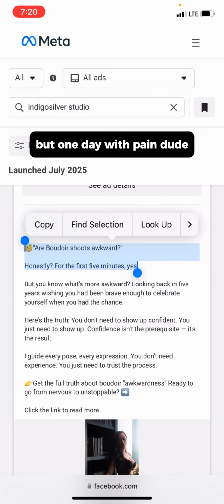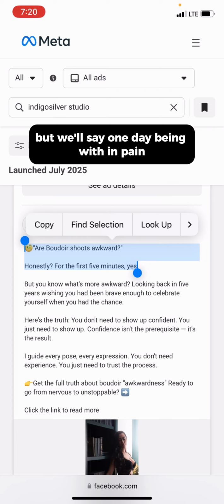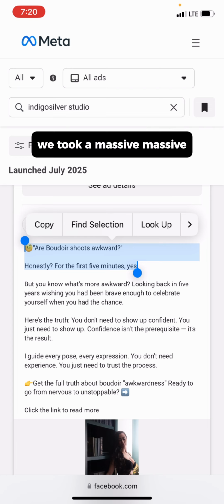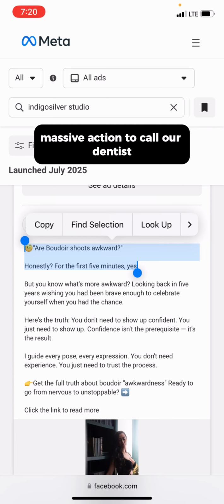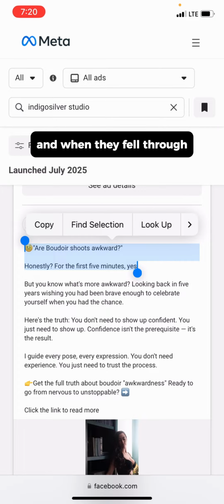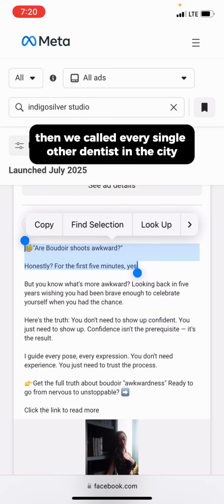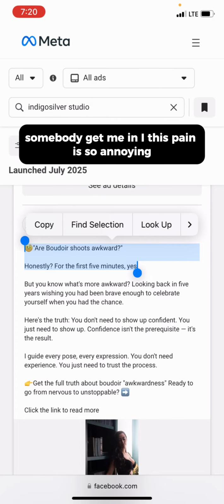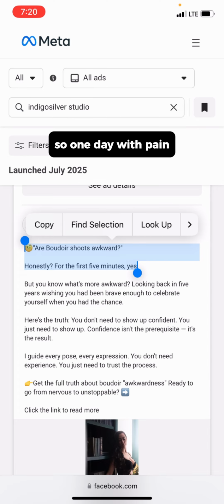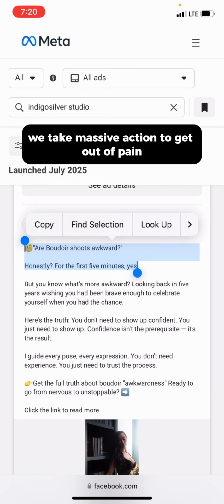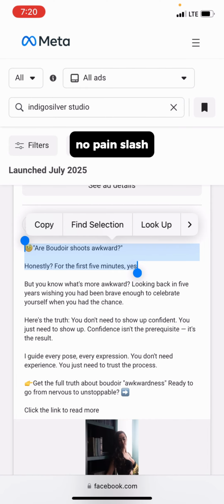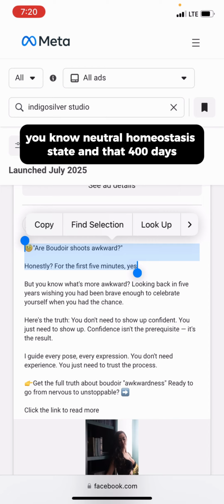But one day with pain, dude, literally one day, it was even more like half a day, but we'll say one day being in pain, we took a massive action to call our dentist, try to get them on the calendar, and when they fell through, dude, we called every single other dentist in the city, like, dude, somebody get me in. This pain is so annoying. So one day with pain, we take massive action to get out of pain, back to the normal / no pain / neutral homeostasis state.